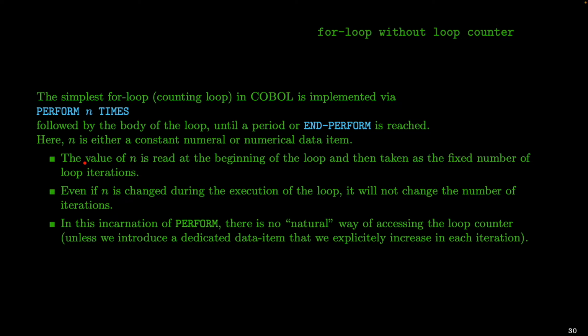And in this simple form of the for loop, we have no way of accessing the loop counter. COBOL internally notices that it has to perform the loop n times, but we have no natural way of reading out which iteration of the loop we're in. If we wanted to do this, we would have to introduce a separate data item that we explicitly increase in each iteration to keep track of the number of the iteration.